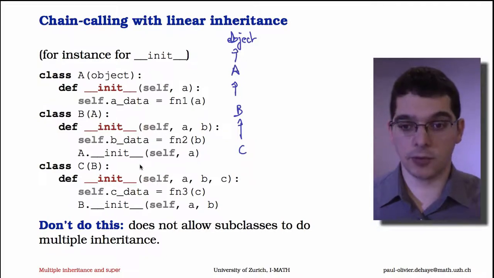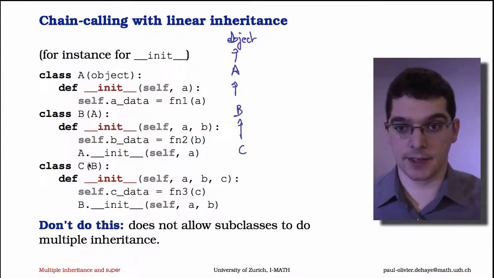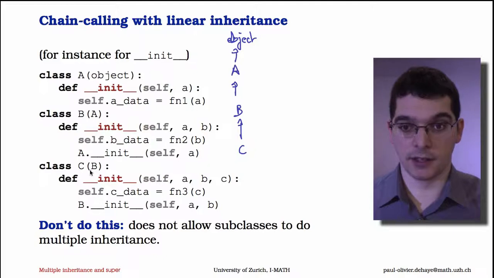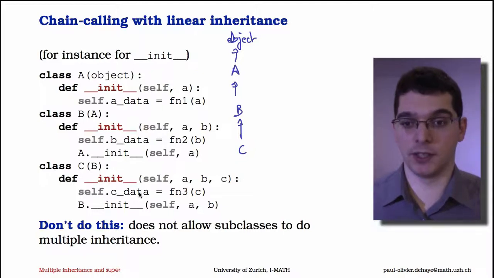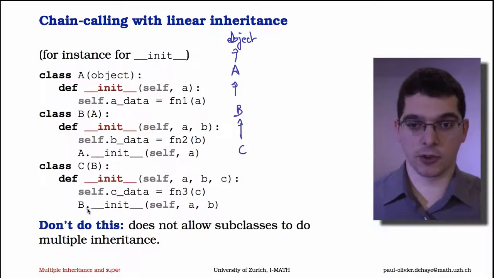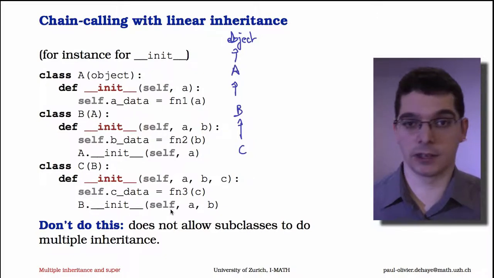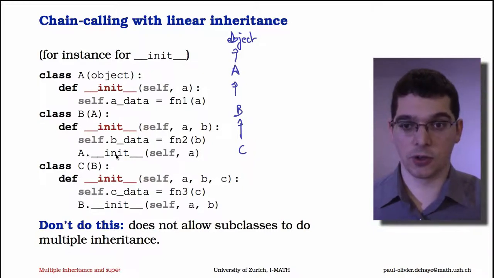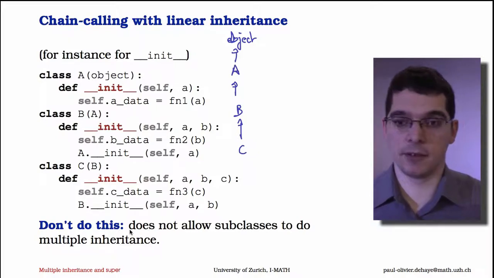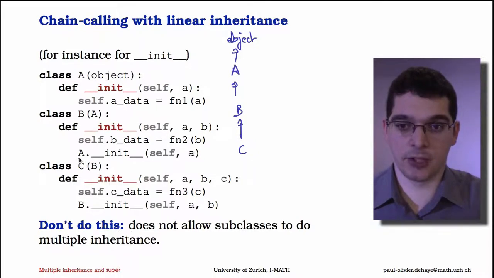So one naive way to do it is like this. Have the constructor for C, so this init here, do something with the data that's associated to C exclusively, and then call the constructor for B with the data that's associated to an object of type B. And then similarly for this constructor, call the constructor for A.